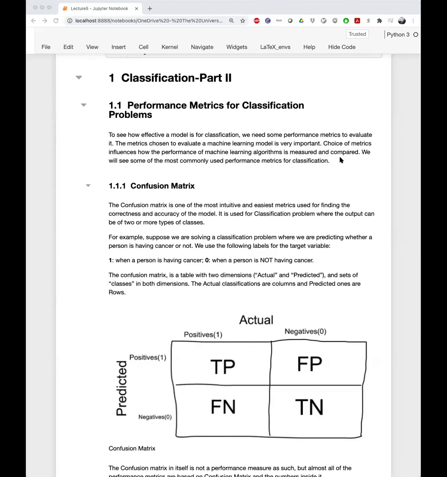In lecture 5, we'll talk about some performance metrics for classification problems. So we have talked about some simple classification methods, for example, logistic regression for binary classification, and also softmax regression for multi-class classification. And we also talked about one of the performance metrics for classification, which is the accuracy.